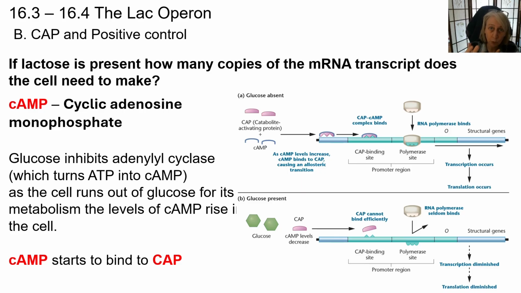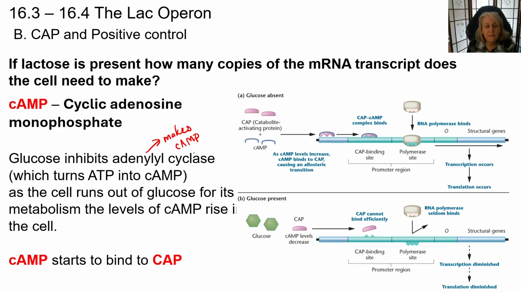There's a molecule inside of your cells and inside of bacterial cells called cyclic AMP, or cyclic adenosine monophosphate. This is a byproduct of breaking ATP down and taking two phosphates off of it, and you leave an AMP, an adenosine monophosphate. This version of it is cyclic. It is manufactured by an enzyme inside the cell called adenylyl cyclase. Glucose inhibits adenylyl cyclase. So this thing that makes cyclic AMP can't make cyclic AMP if glucose is there.